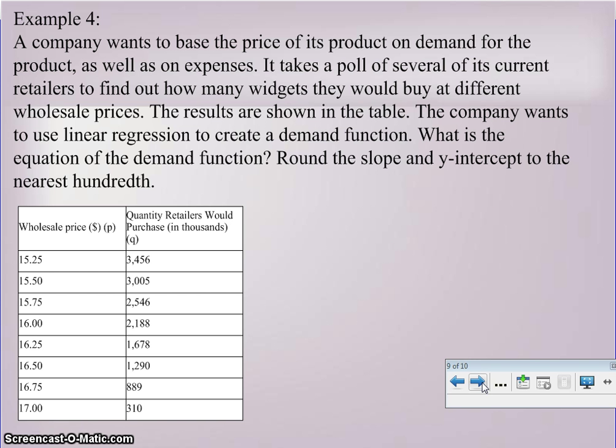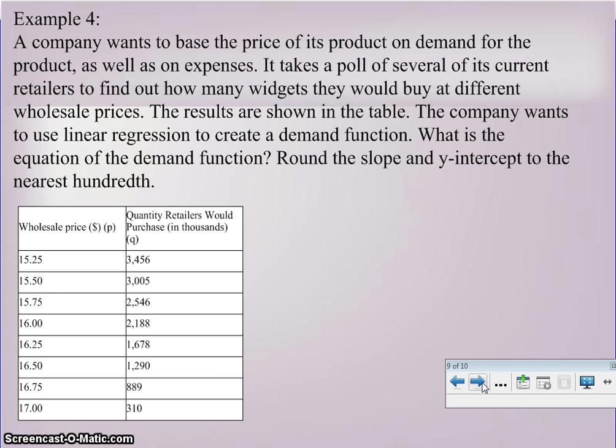Okay, example 4. A company wants to base the price of its product on demand for the product as well as on its expenses. It takes a poll of several of its current retailers to find out how many widgets they would buy at different wholesale prices. The results are shown in the table. The company wants to use linear regression to create the demand function. What is the equation of the demand function?